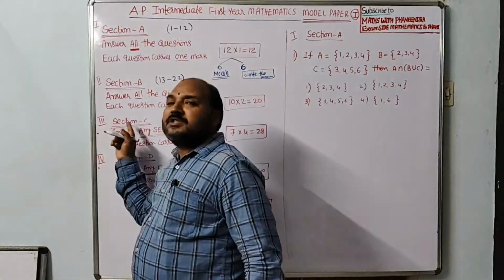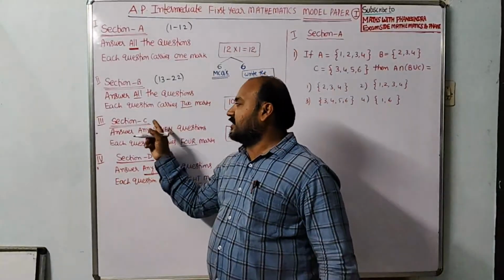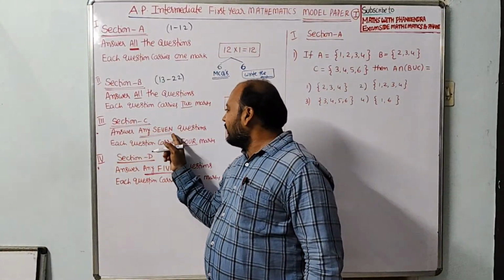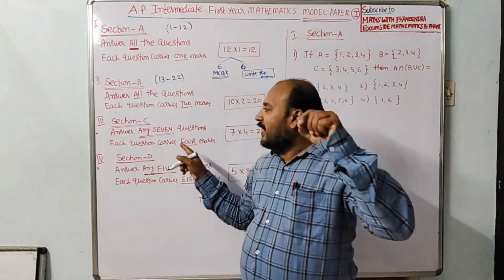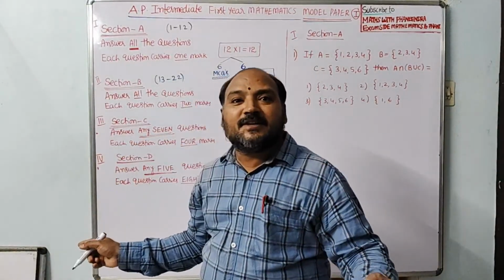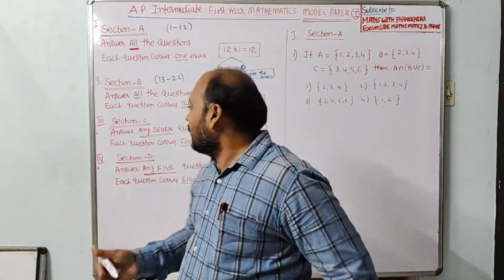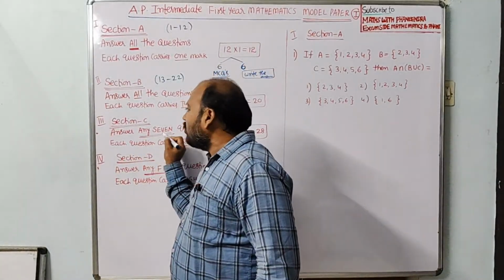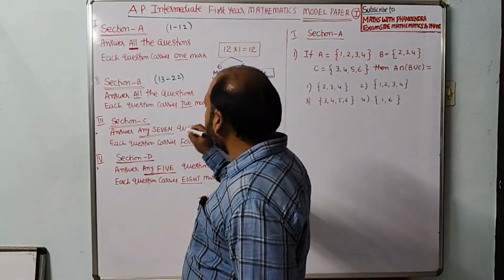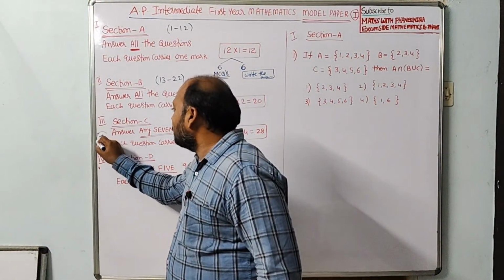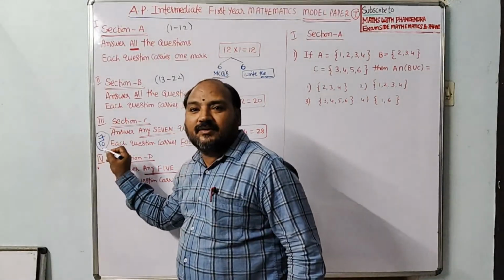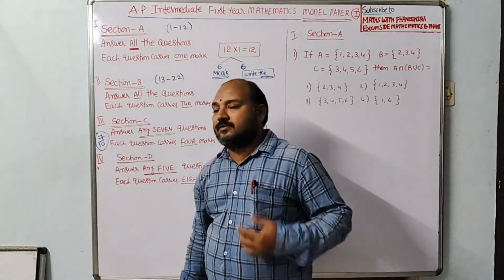Next, come to the section 3, dear students, section C. Answer any 7 questions. Each question carries 4 marks. In section C and section D, you have choice. Out of 10 questions, you have to write 7. So here choice is there. You have choice to write that.